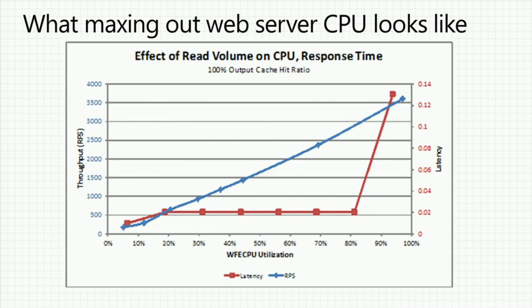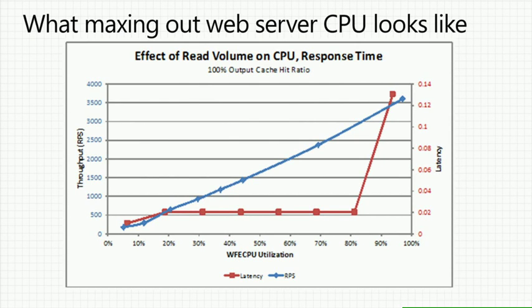Another demonstration from an unnamed site is the effect of requests per second, which again is the vertical axis, or read volume, on the CPU. Here you can see our requests per second is the blue line, which is steadily increasing all the way up to about 3,500 there. And the red line is the aggregate of the CPU utilization on the machine.